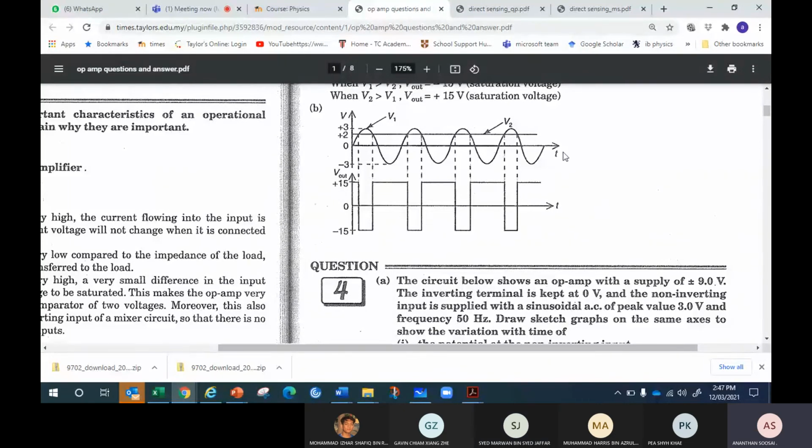So this is the comparator. Remember, the comparator graph in the end is all going to be flat, either positive or negative. Comparator is easy: just flat always, either positive or negative, saturated.